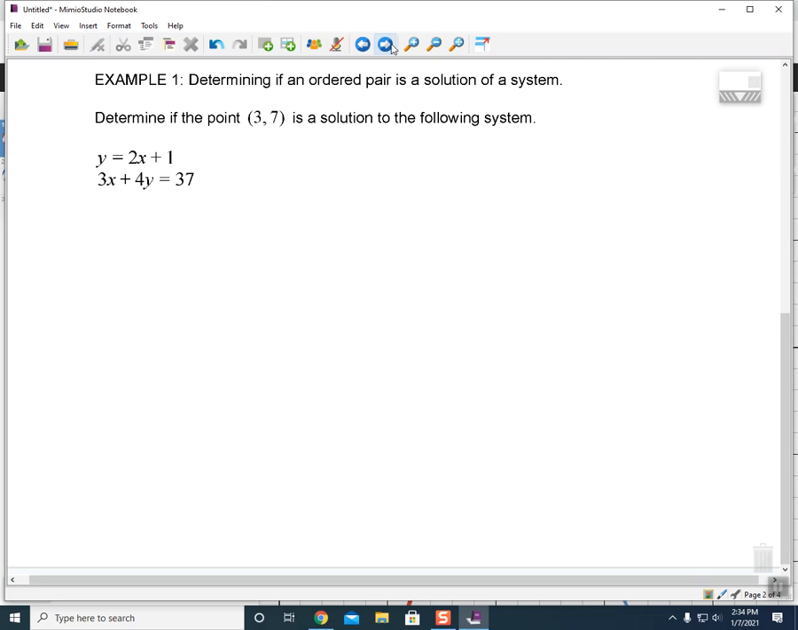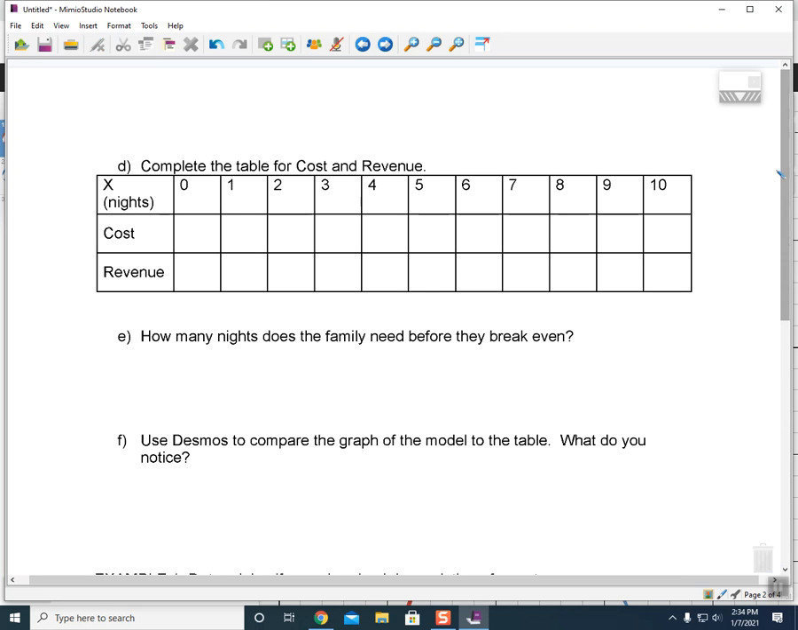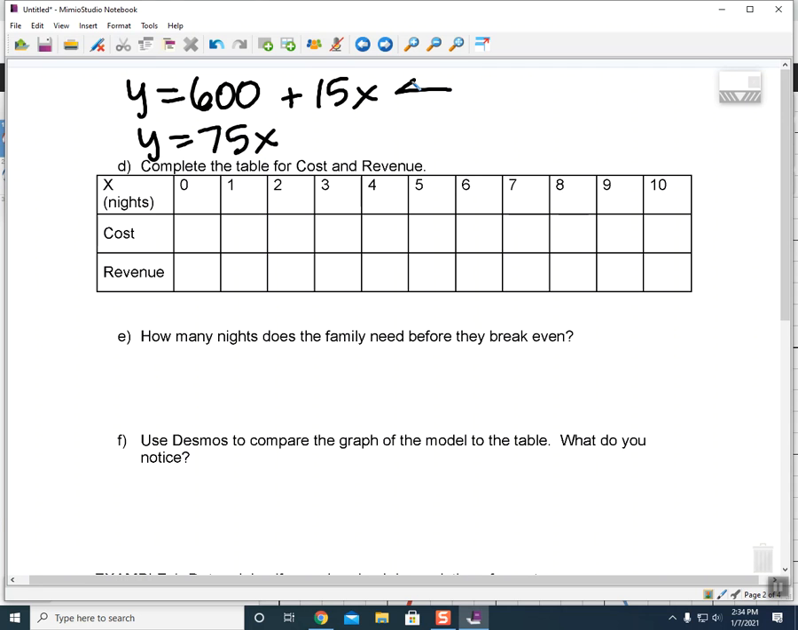All right, we go over to the next page. Now it's asking me to fill in the table for my cost and my revenue. So if you remember, our equations are y equals 600 plus 15x and y equals 75x. Okay, so if we look at my cost, this is my cost. This is my revenue.